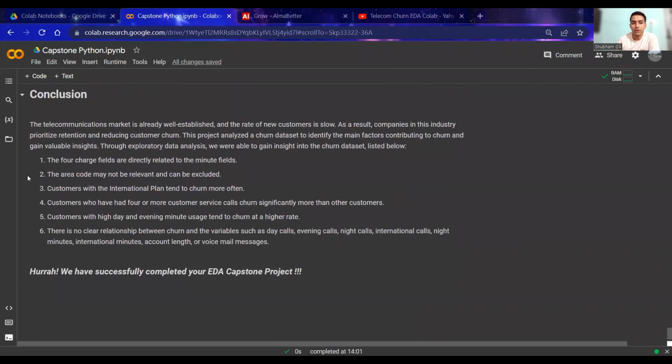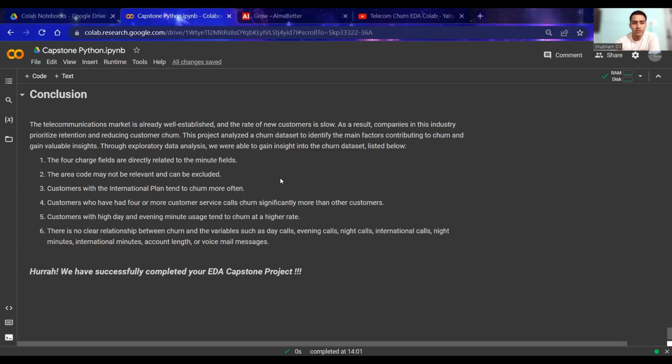So we have the conclusion for our project. The four charge fields are directly related to the minute fields. The area code may not be relevant and can be excluded. Customers with the international plan tend to churn more often. Customers who have had 4 or more customer service calls churn significantly more than other customers. Customers with high day and evening minutes usage tend to churn at a higher rate.